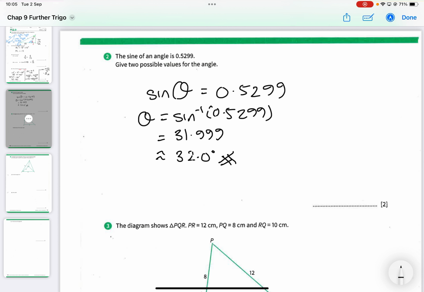But they want two possible values. So remember your sine of theta. Your sine of two angles have the same value. One is the acute angle, one is the obtuse angle. How do we get the obtuse angle back? We get 180 minus 31.999. So you have your two angles. Okay? So you'll get your 32 and your 148.